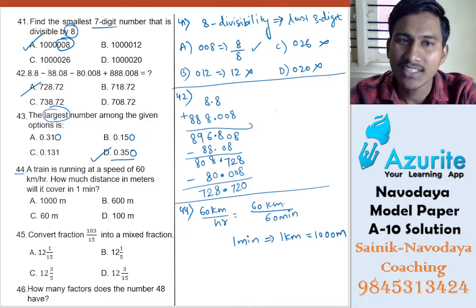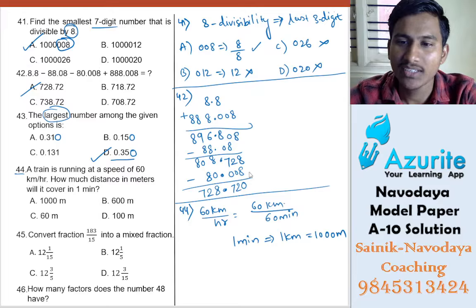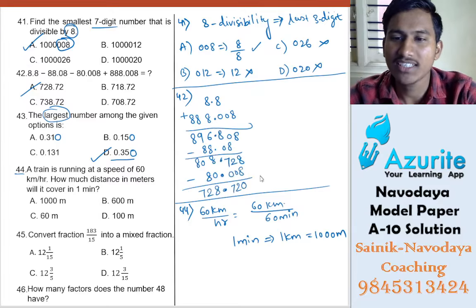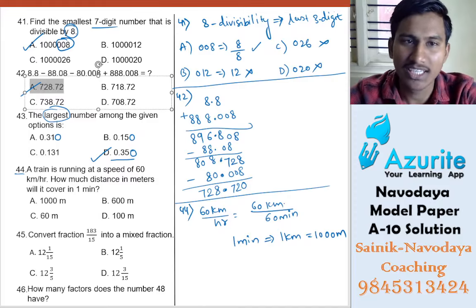Then you minus 88.08. So minus 88.08 here, and then from the answer you have to minus 80.008. If you minus it here, it will come 728.720. 720 means 72. So 728.72 option is option A here. Okay.